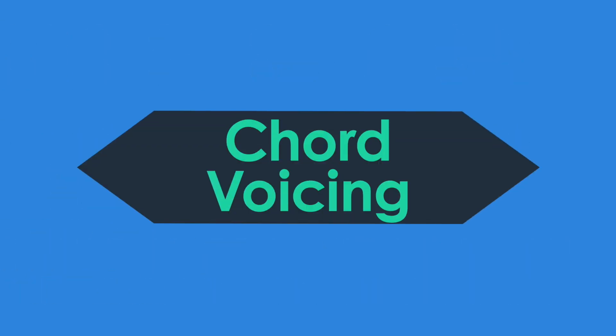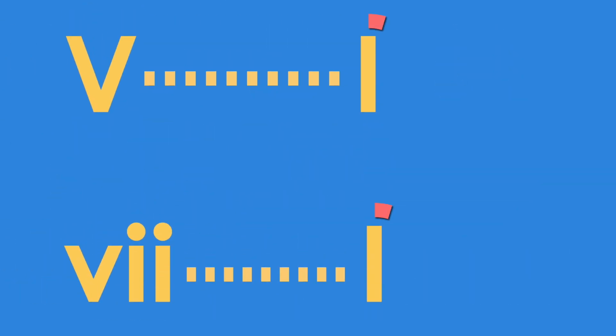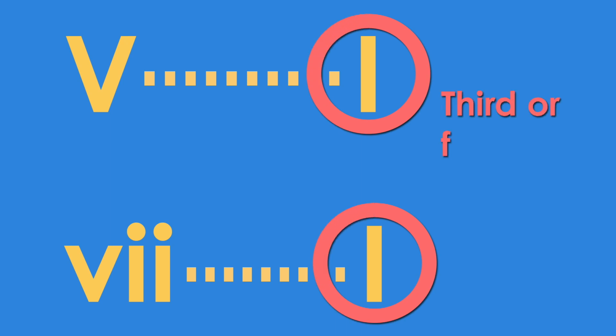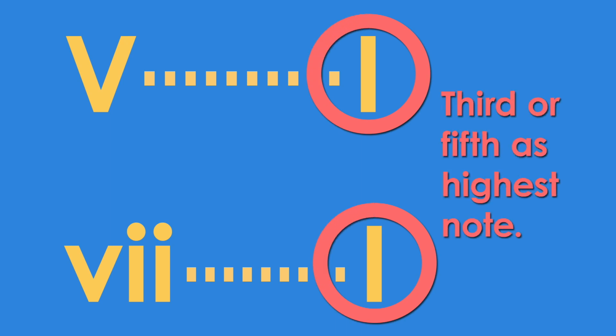Finally, in an imperfect authentic cadence, the final 1 chord has the 3rd or 5th as the highest note in the chord. So unlike the perfect authentic cadence where the tonic was doubled in the lowest and highest note of the 1 chord, the imperfect authentic cadence has the 3rd or 5th as the highest note in the final 1 chord. Let's take a look at some examples and listen to what they sound like. Here's our first example. Let's take a listen.